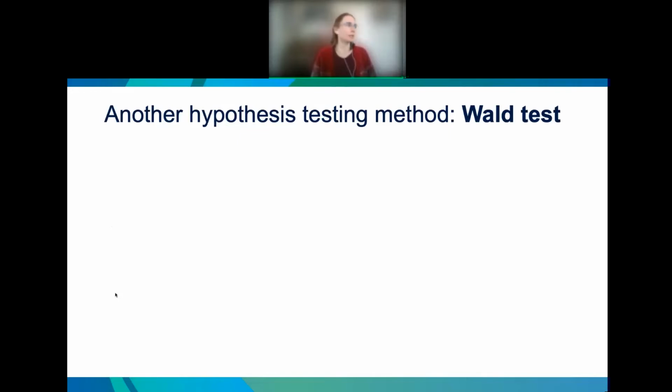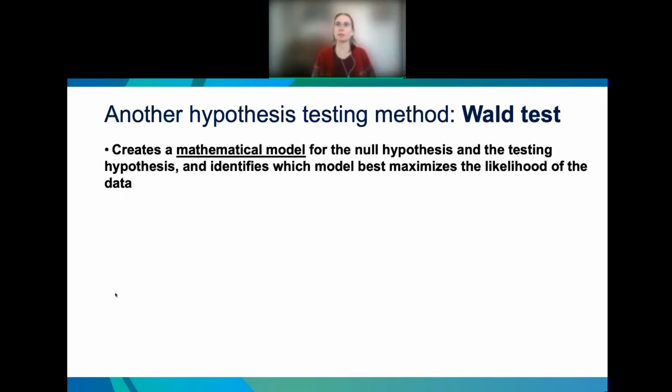Another hypothesis testing method, and this is the one used by DESeq2, is called the Wald test. A little more complex than the t-test. The Wald test creates a mathematical model for the null hypothesis, and then creates another mathematical model for the testing hypothesis, and then compares those two models to the experimental data and identifies which model best maximizes the likelihood of the data. So it creates two imaginary mathematical models: this is what it would look like if the null hypothesis were true, this is what it would look like if the alternate hypothesis were true, and then compares those models back to the actual data.